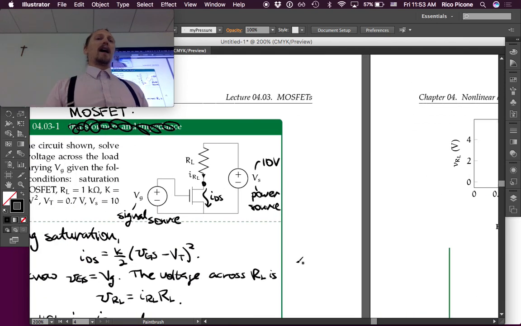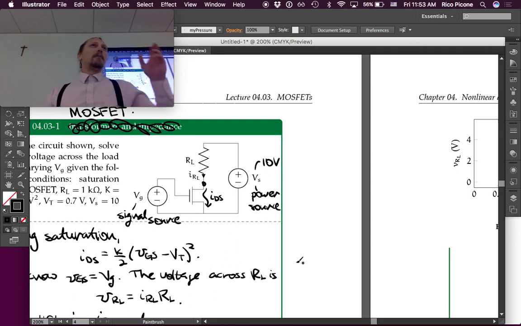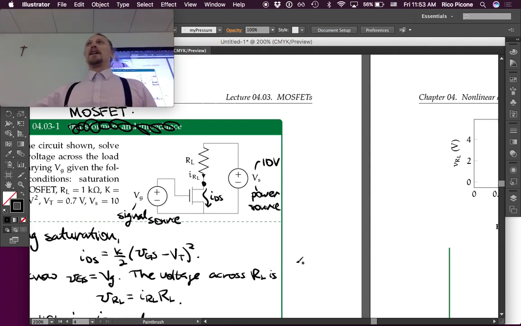I've tried to come up with a good analogy for this. It's like something that's small but versatile, and then something that's big but not versatile, and then you put them together.